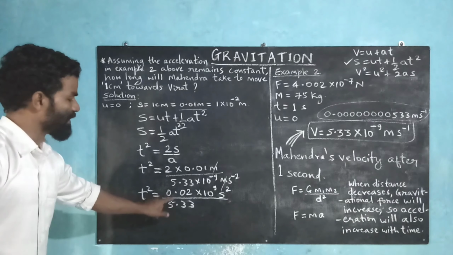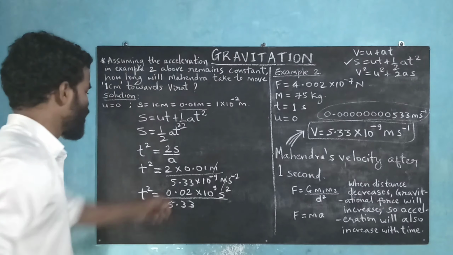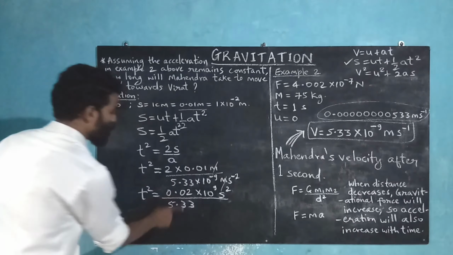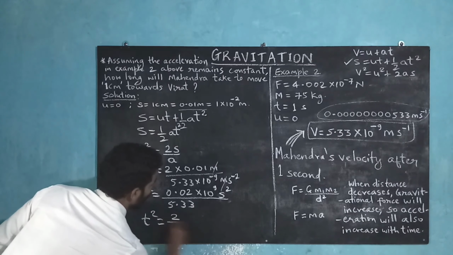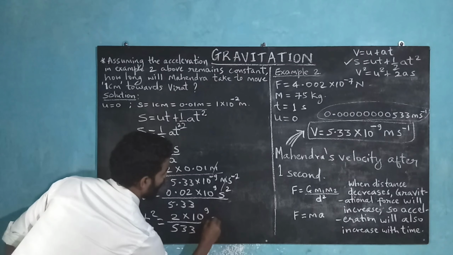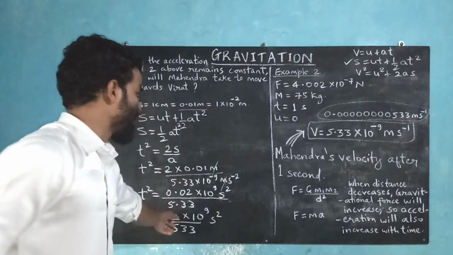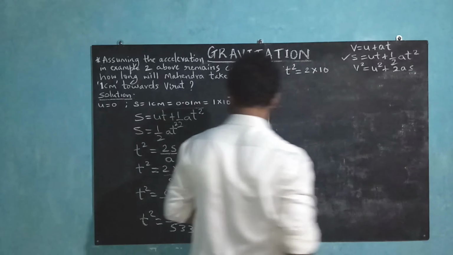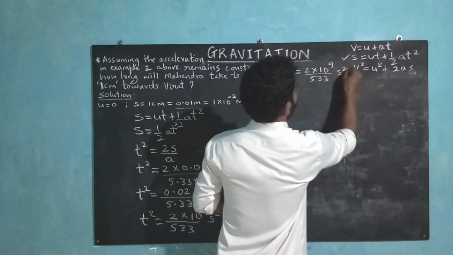So now you can divide this. In order to divide this, you have to remove the decimal first so that it becomes easy. To remove the decimals, we can multiply and divide by 100. So this will become 2 and this will become 533. So t square equals 2 divided by 533 into 10 raised to 9 second square. Now it's a bit easy to divide. So t square will be equal to 2 into 10 raised to 9, and then divided by 533 second square.